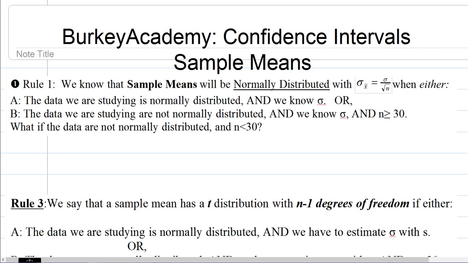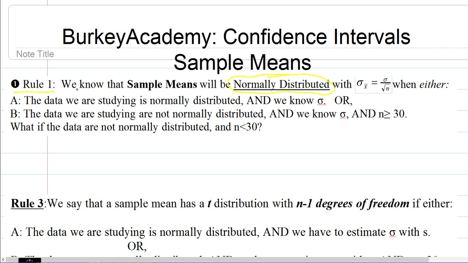But what I want to focus on now is the two main cases when you're working confidence interval problems. The first case is when you can use the normal distribution. So let's look at that. When I teach my classes, I have three rules about what distribution to use when making confidence intervals. Rule 1 deals with means, and it covers when you can use the normal distribution for a sample means problem.